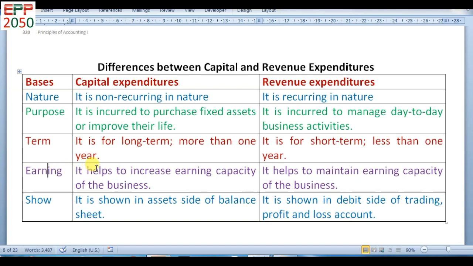Earning: capital expenditure helps to increase the earning capacity of the business. Revenue expenditure helps to maintain the earning capacity of the business. Capital expenditure is shown on the asset side of the balance sheet. Revenue expenditure is shown on the debit side of the trading account and profit and loss account.